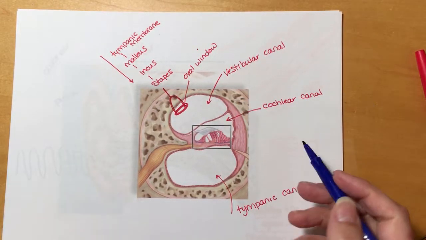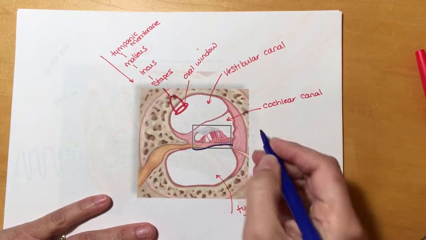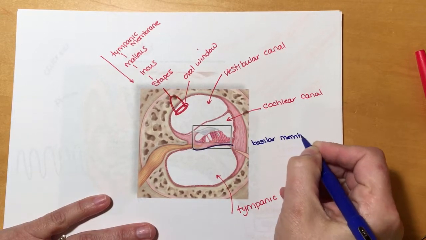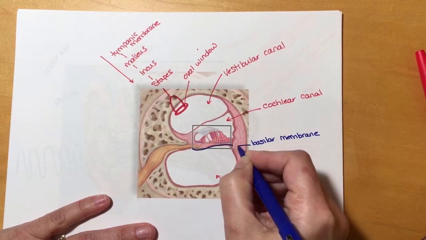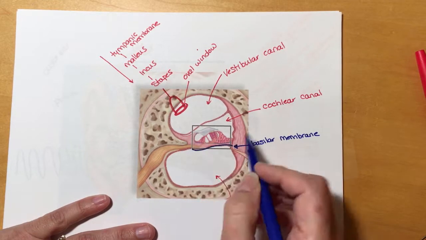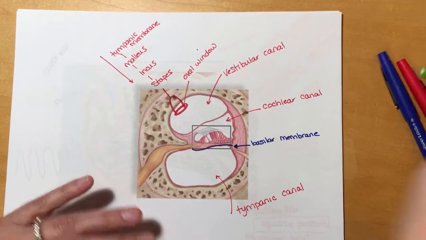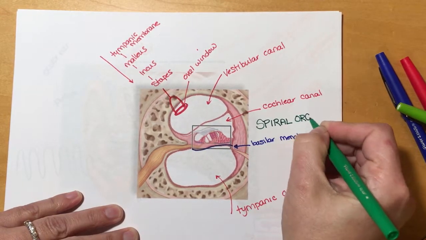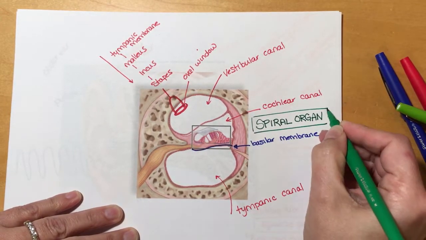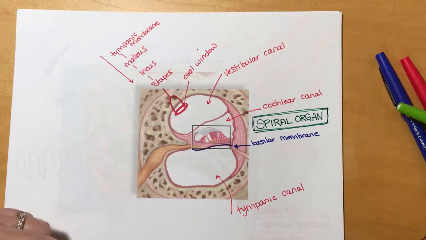So we have our three chambers, and separating them are these membranes. This one right here is called the basilar membrane. Sitting on top of the basilar membrane, you can see there's a box around it, is called the spiral organ. And I'm going to write that in big green letters because that is the part of this whole apparatus that is going to be receiving the information and sending the action potentials.